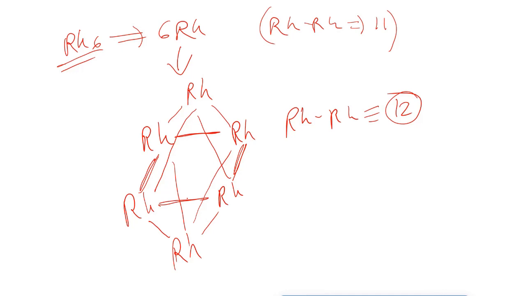But what is the actual number of rhodium bonds present in Rh6(CO)16? That is total 11 bonds. So what should be the actual structure then? So this is the expected structure. Then what should be the actual structure? So now actually there are three possibilities.